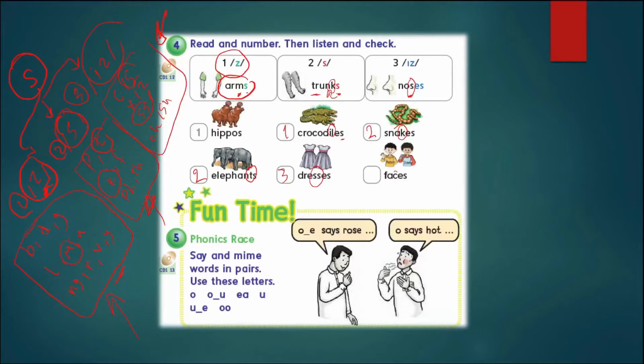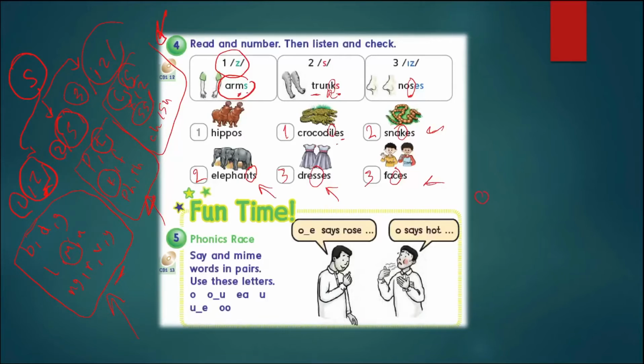Faces. Okay, so it's the letter C. So we're going to say iz. We have to put 3 here. Again, hippos, crocodiles, snakes, elephants, dresses, faces. Okay.